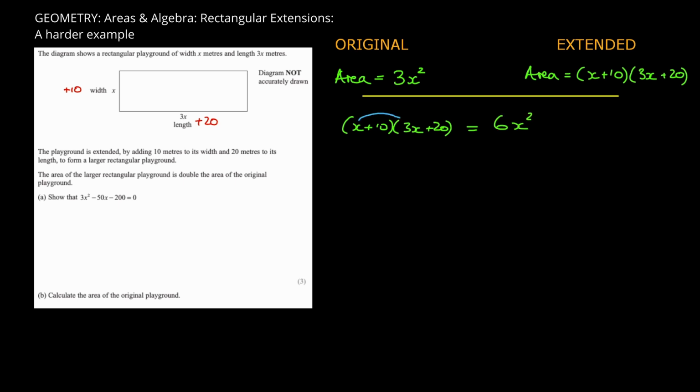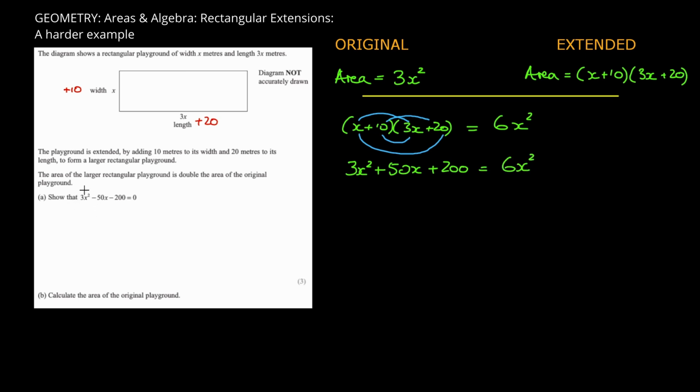We're going to multiply this out in a way that's now very familiar to you and see what we get. This will give us 3x squared, the underneaths. We've got 30x here and another 20x here. So this is plus 50x. And the numbers, 10 times 20, 200. And this is equal to 6x squared.